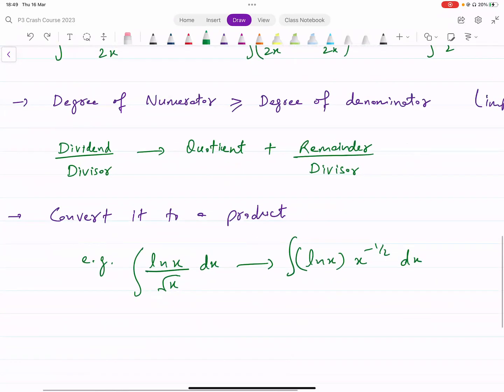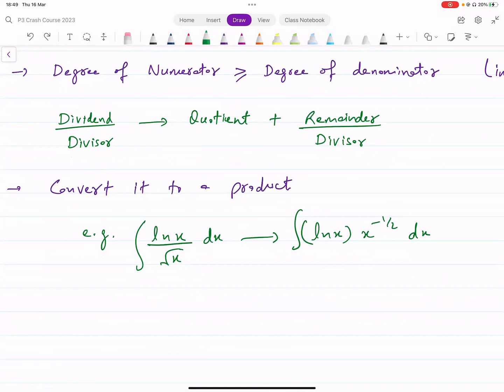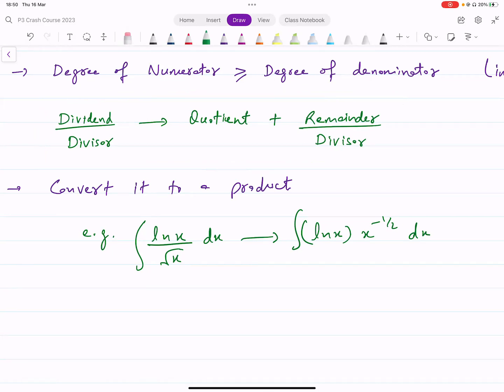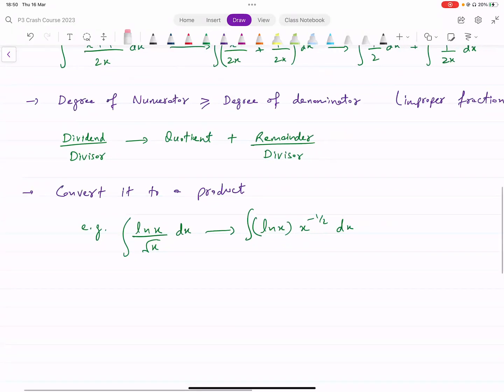You could use something like this. If it's an improper fraction, you use this identity, and once you have used this identity, you integrate these two one by one separately. Okay, and then the final option is, if none of those methods works, you just convert that to a product instead. For example, if you have ln x over square root of x, now none of those earlier methods is going to work here. You can't even break it down.